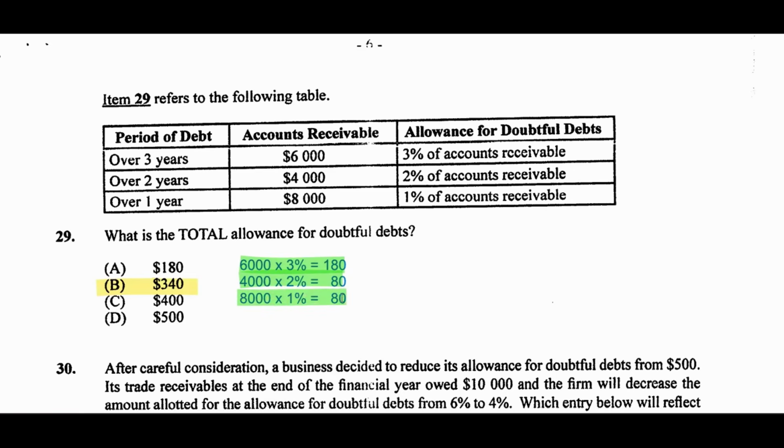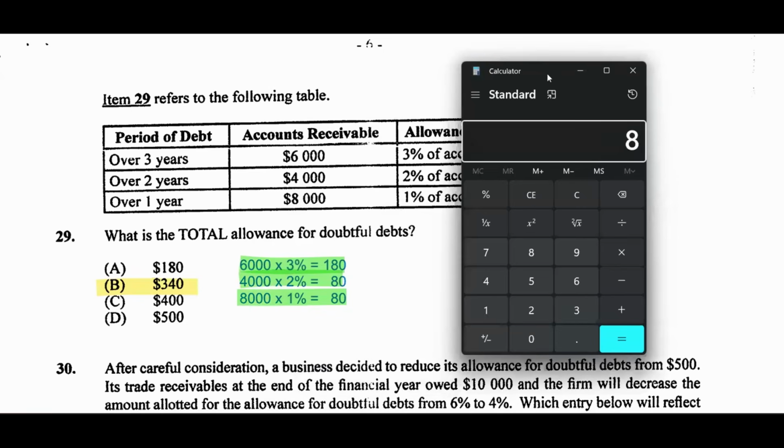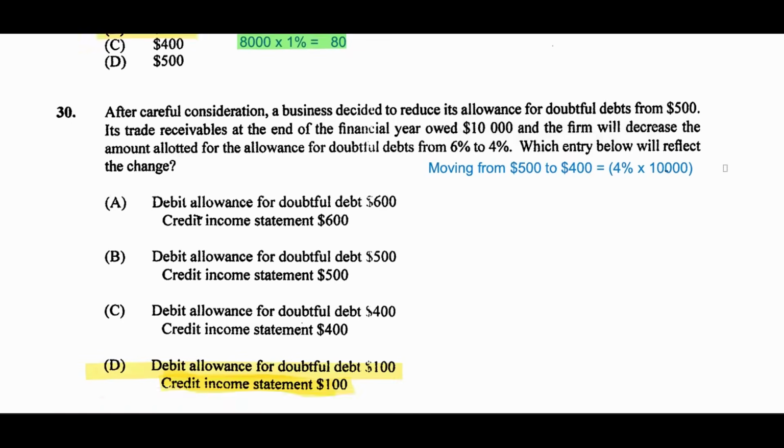After adding up all these values together, 180, add 80, add 80, we should get a value of 340. Good job. Right, moving on to question 30, guys.